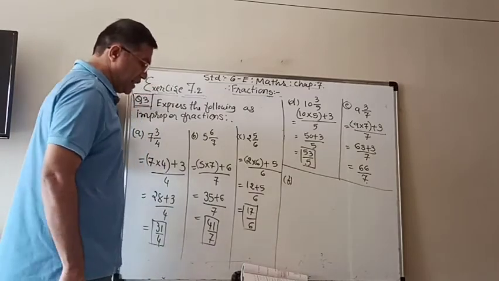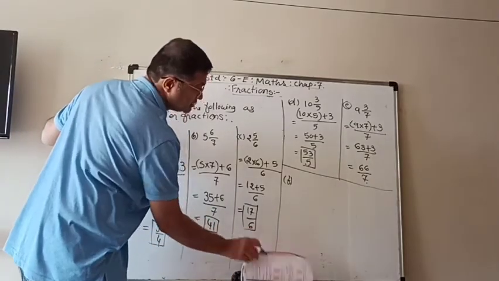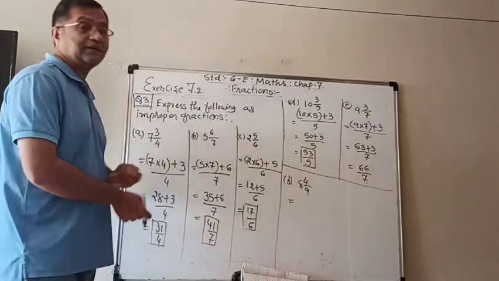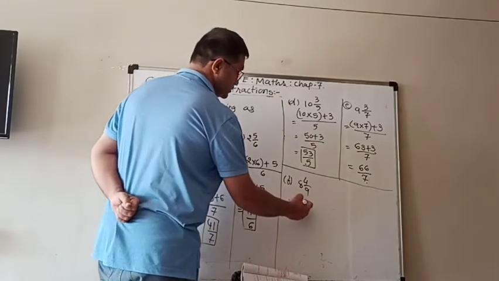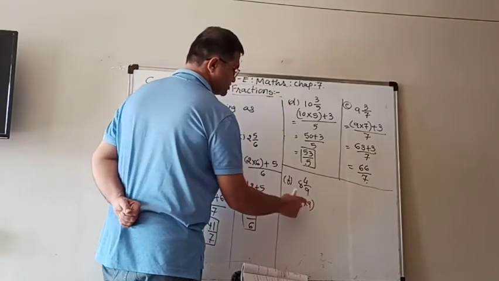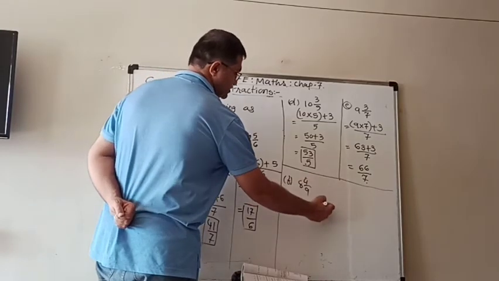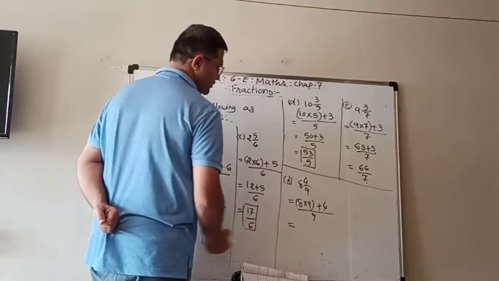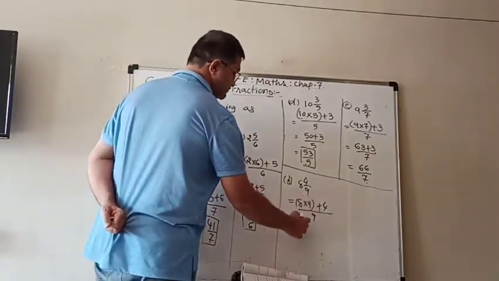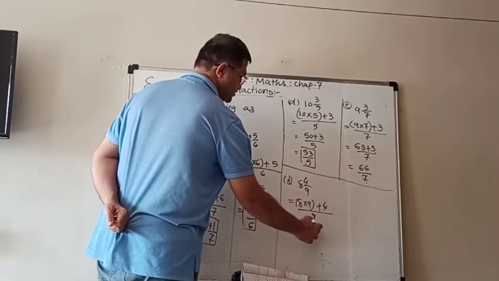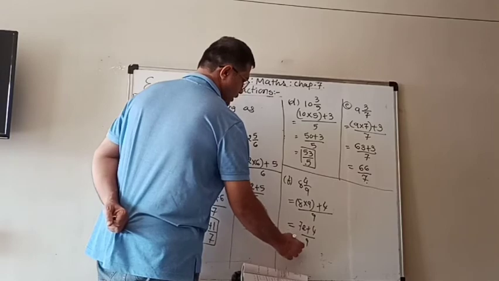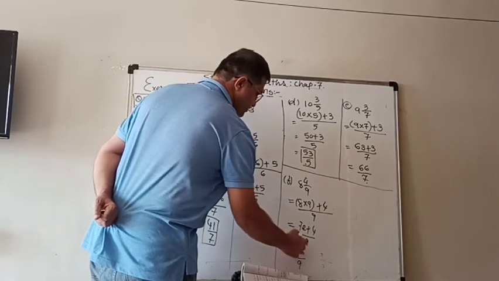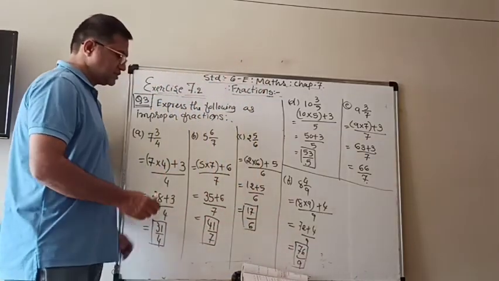And now the last, F, that is 8 integer 4 upon 9. So here whole multiplied by denominator, that is 8 multiplied by 9, plus the numerator 4, divided by the denominator. 8 9s are 72 plus 4 upon 9. So 72 plus 4 is 76. And the answer is 76 upon 9.